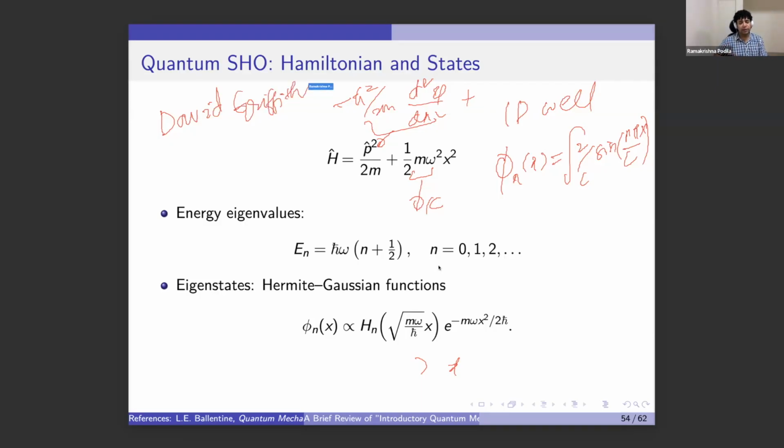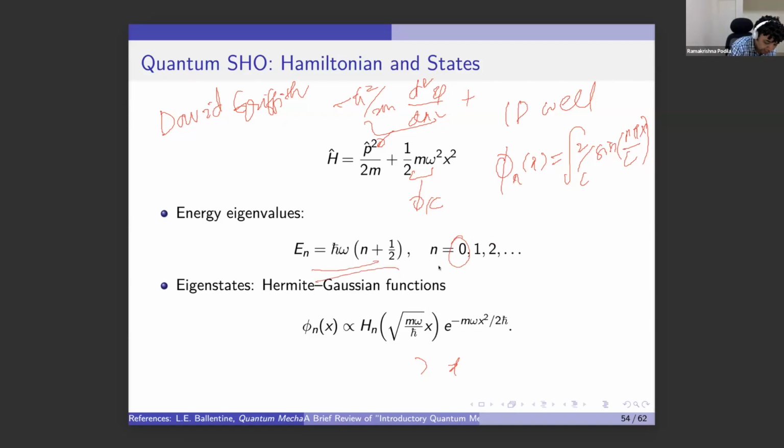And you can look up that book, or you can just look it up on Wikipedia, or you can even ask ChatGPT. Again, use it wisely, use it carefully, and then you should be able to see how these solutions come up. The most important thing we see here is that even in the ground state, even in the n is equal to 0 state, energy is not 0.